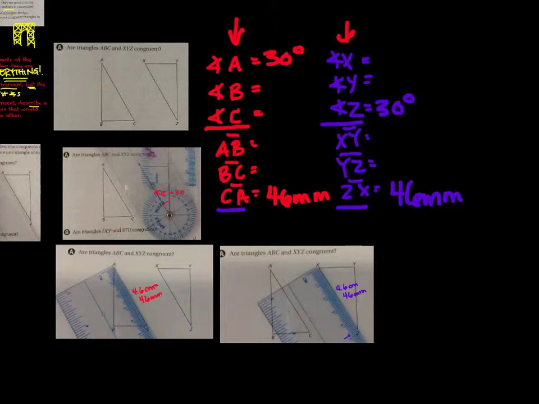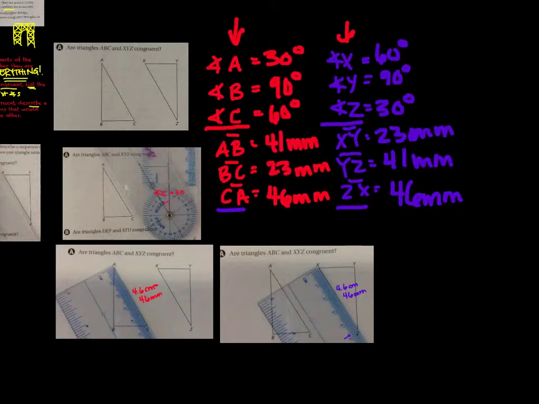So now we're going to fill in the rest of the information. I'm going to just add it in, a little math magic. Hold on for a second. So I've filled in the rest of the table. It looks like we have B as 90 degrees, C is 60 degrees. We have AB is 41 millimeters, BC is 23 millimeters, and CA, we already knew that was 46. And we have similar measurements for our other sides.